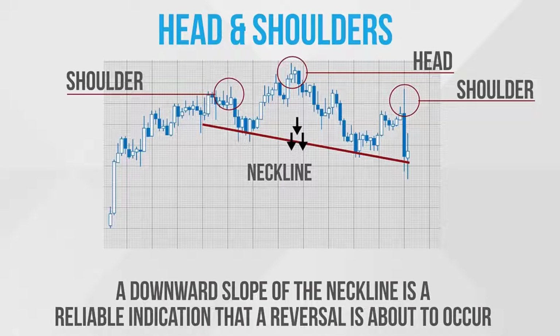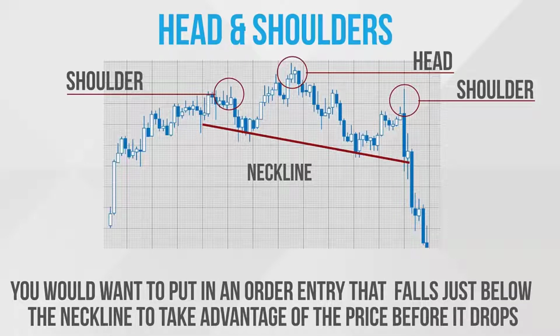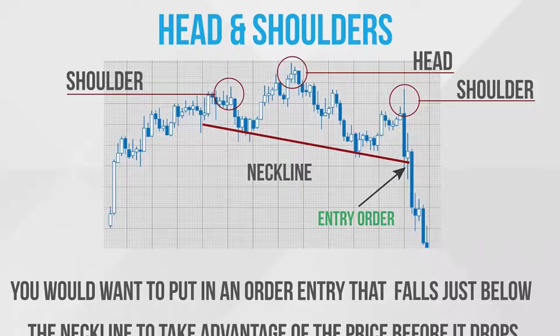A downward slope of the neckline is a reliable indication that a reversal is about to occur. You would want to put in an order entry that falls just below the neckline to take advantage of the price before it drops.